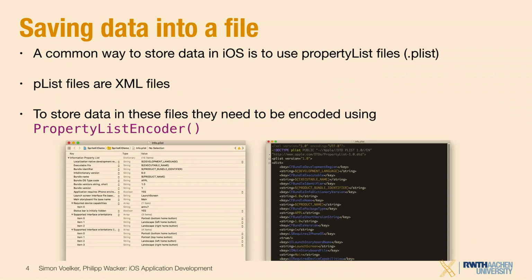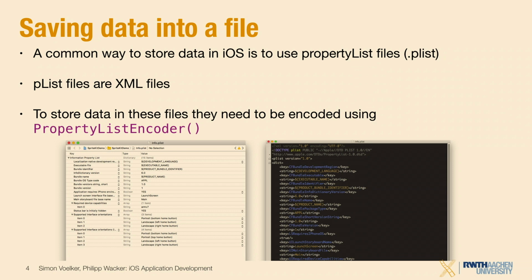So the easiest way is saving data into a file. Basically, you can store your data in any kind of file. So you can create a binary container and store it somewhere inside the sandbox of your application. However, if you want to use some kind of readable or structured file, the common way on iOS is to use so-called propertyList files. So propertyList files are basically XML files which are readable in a way that you have these structures here. And yeah, this is a typical XML format.